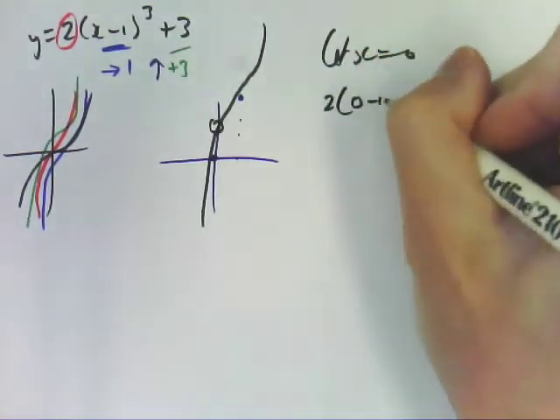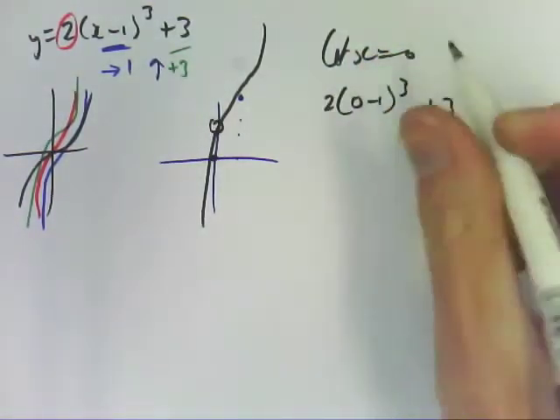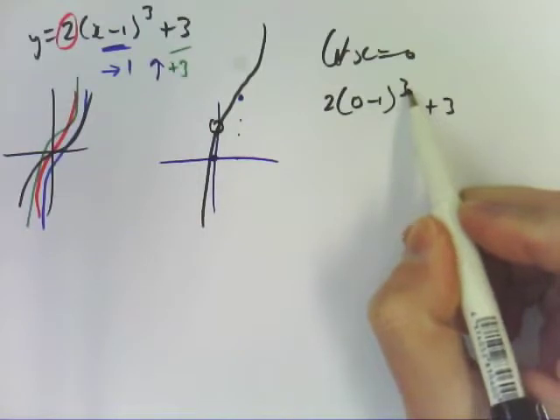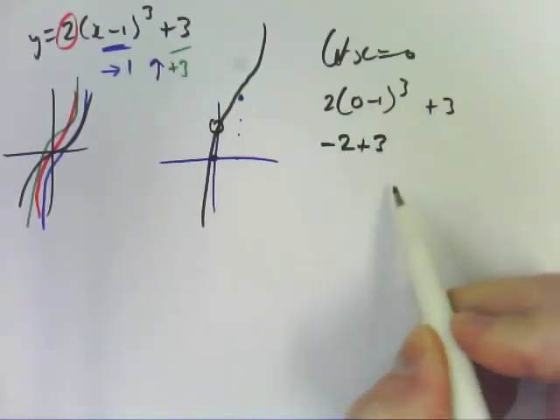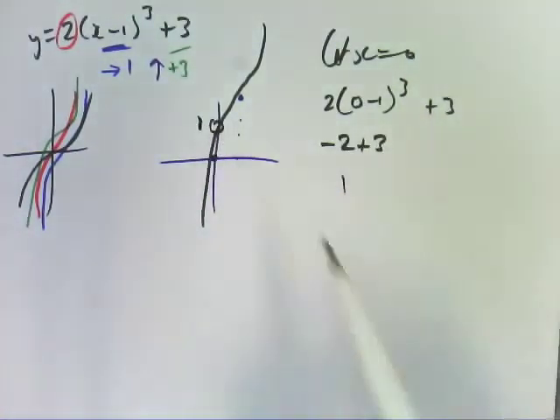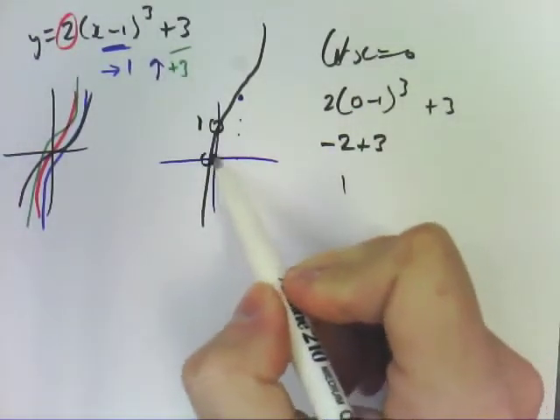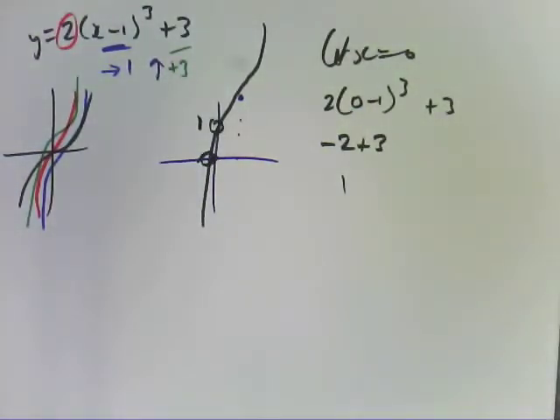2 times 0 minus 1 cubed plus 3. Minus 1 cubed is minus 1, times 2 is minus 2, plus 3, and that is 1. So that value there is 1. Okay. Now you could try and work out the x-intercept as well if you really, really wanted to, but I don't think you actually need to.